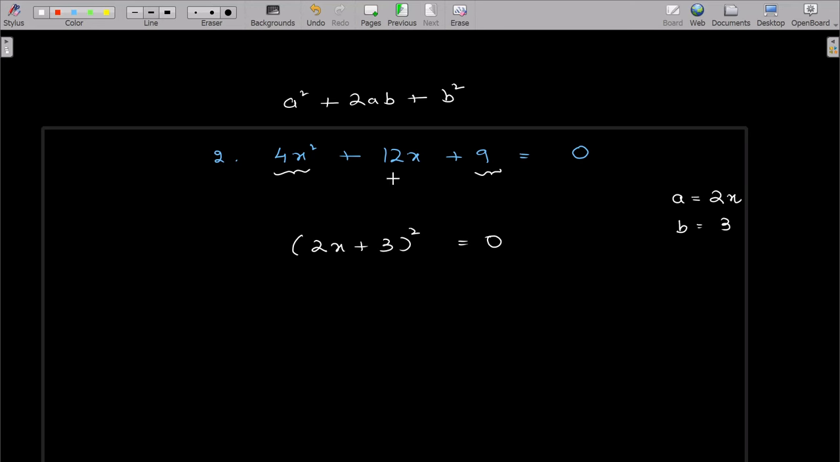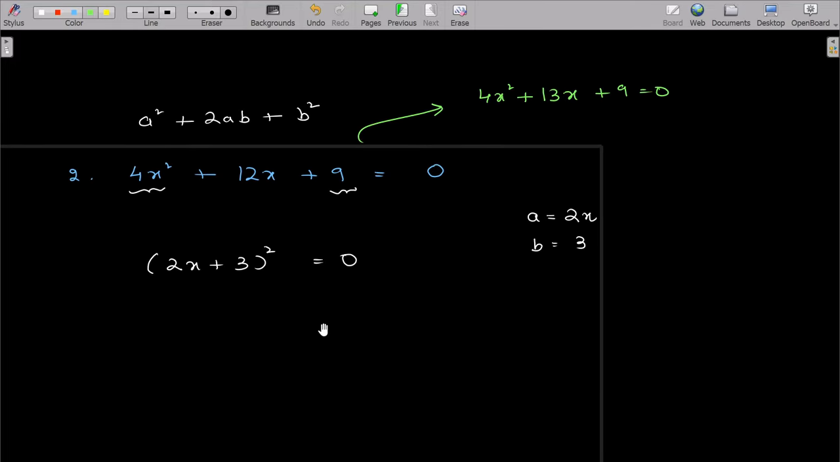Okay, but if you do not check the middle term, sometimes this step would be wrong, because this question would be also, if I give you something like this, 4x square plus 13x plus 9 is equal to 0, and you think that I can apply the whole square identity by just looking at the first term and the last term, you think that 4x square is whole square of 2x and 9 is whole square of 3, and you just write this expression as 2x plus 3 whole square, then that would be wrong. Okay, you have to check the middle term as well.